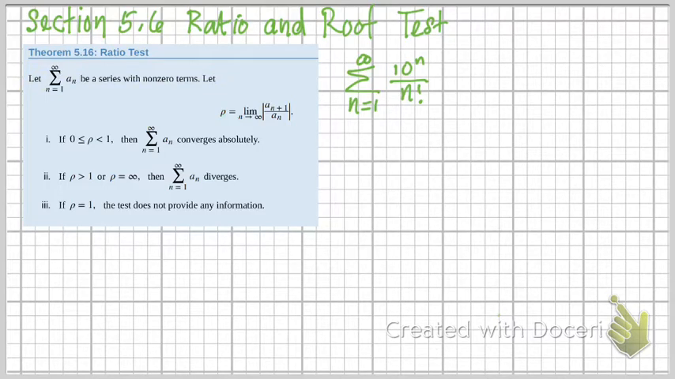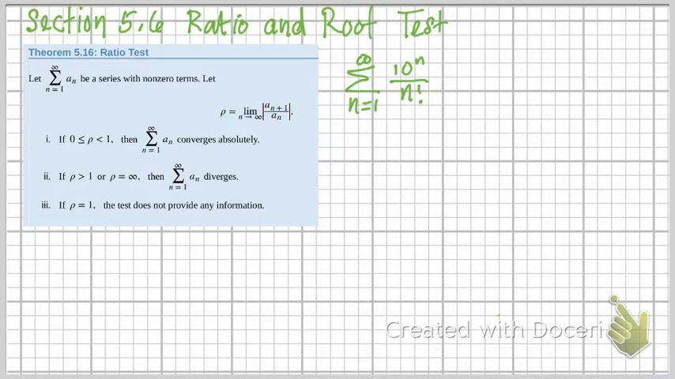Next it says let rho equal this limit here, and that's really what we're going to be dealing with for the most part for this test. Once we get a number for that limit, if it is between 0 and 1, not including 1, then we can say this series converges absolutely. If that limit is greater than 1, then it diverges. And if it equals 1, then we can say nothing.